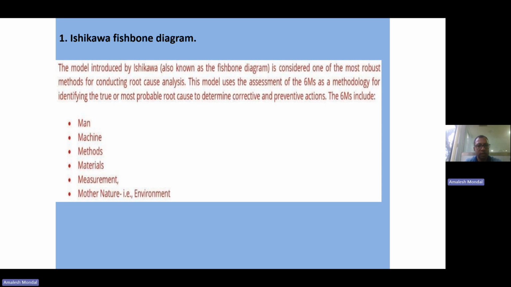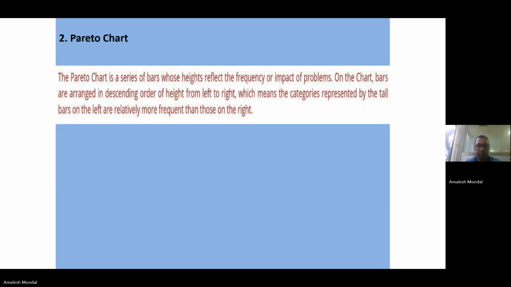Now, next one is the Pareto chart. The Pareto chart is a series of bars whose heights reflect the frequency or impact of problems on the chart. Bars are arranged in descending order of height from left to right, which means the categories represented by the tall bars on the left are more frequent than those on the right. This is the methodology of the Pareto chart.